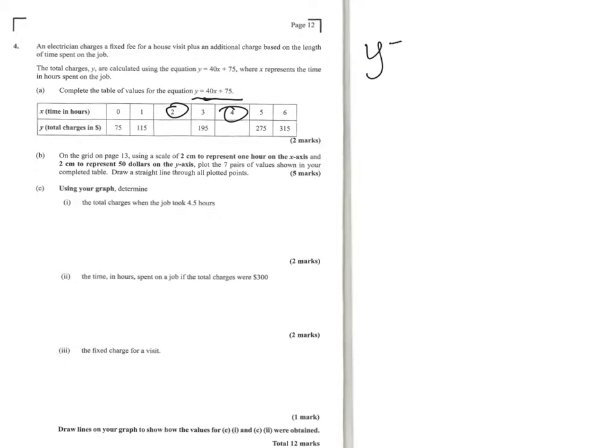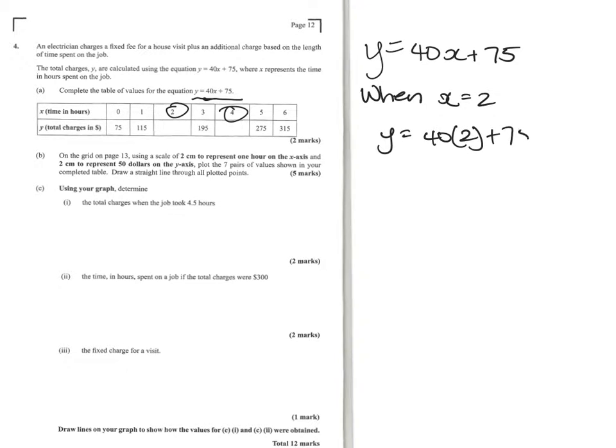So y is equal to 40x plus 75. So when x equals 2, y is equal to 40 by 2 plus 75. So that will give us 80 plus 75, which will give us 155. So we can put that in our table here, 155.